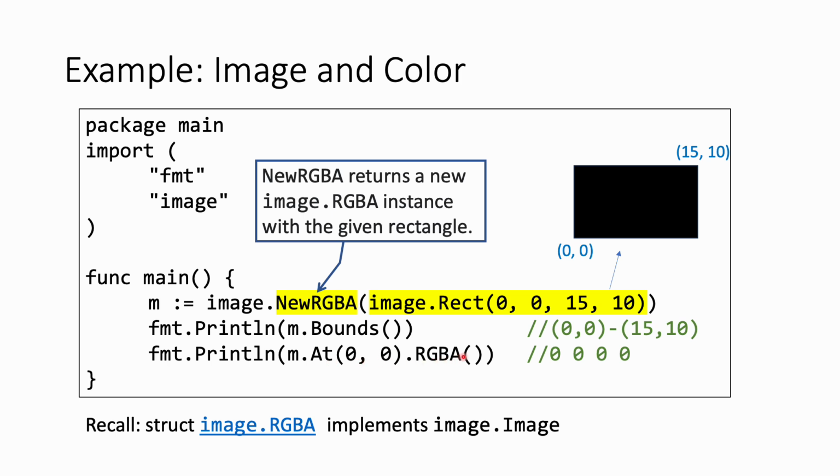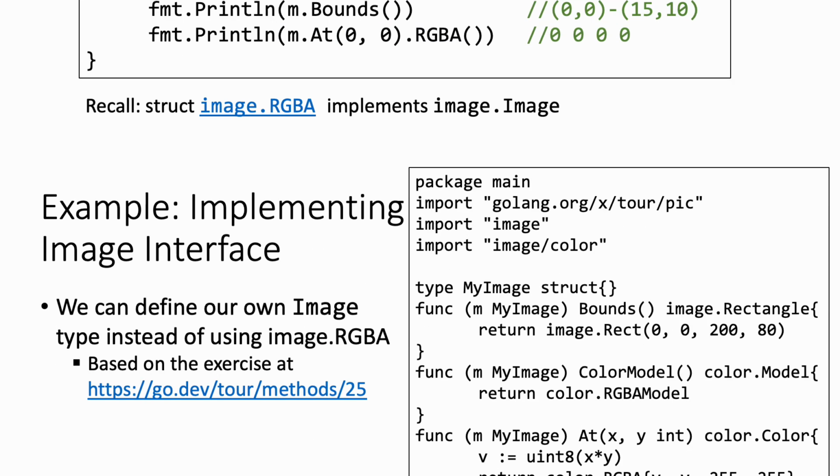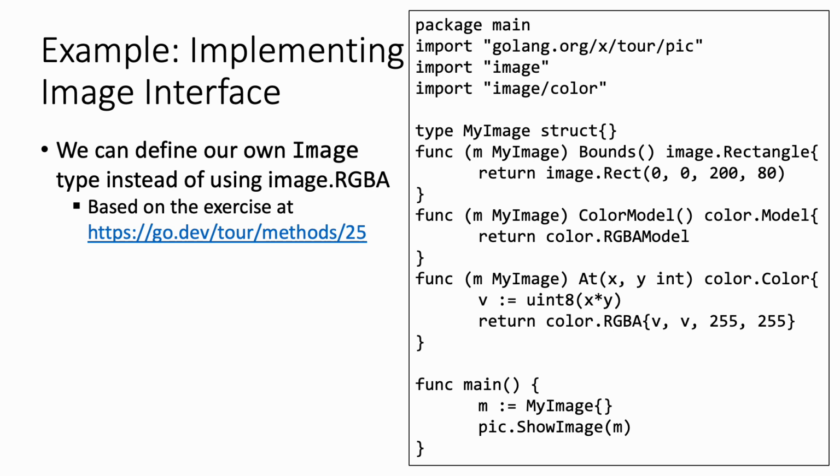Then we can call the method RGBA of the color interface. This RGBA method returns the 4 values that represent the alpha pre-multiplied value of the color. In this case, those values are all 0, which represent the fully transparent black color. Instead of using image.RGBA, we can define our own image by implementing the image interface.